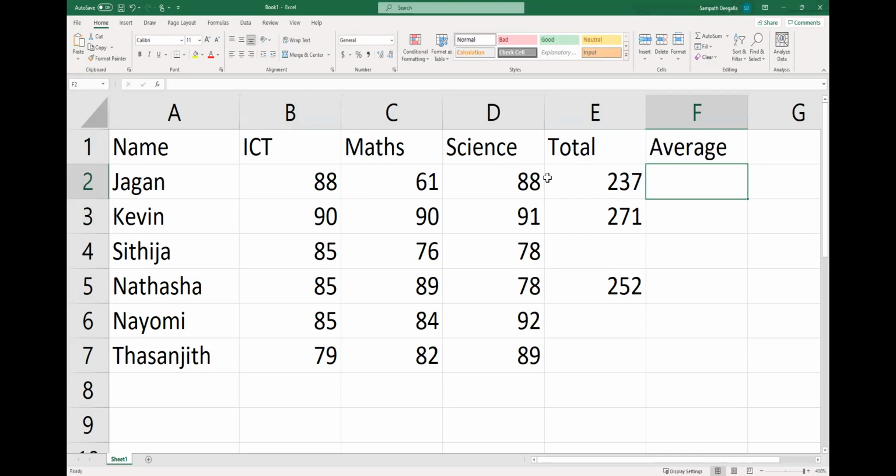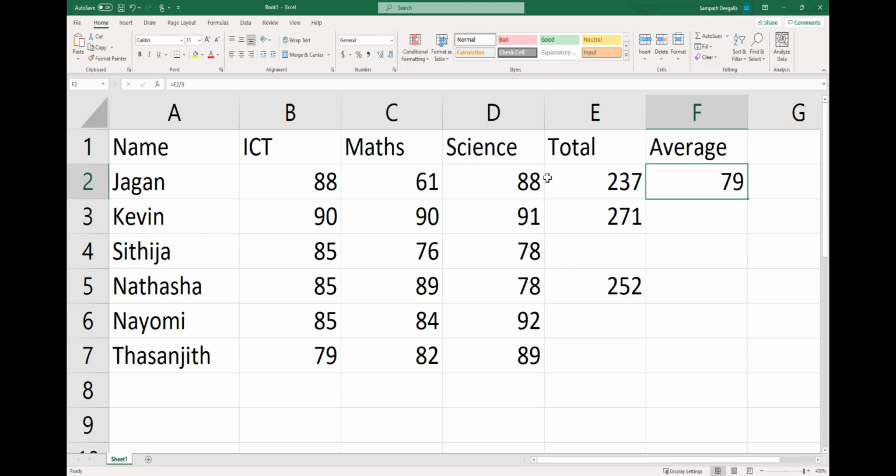Now, to find the average, you can simply divide the total with the number of subjects. So I can say simply equal sign, and the total is in E2. So I can say E2, right, divide by the number of subjects. So that means 3 here. So that's average. We can simply say E2 divide by 3. Okay.